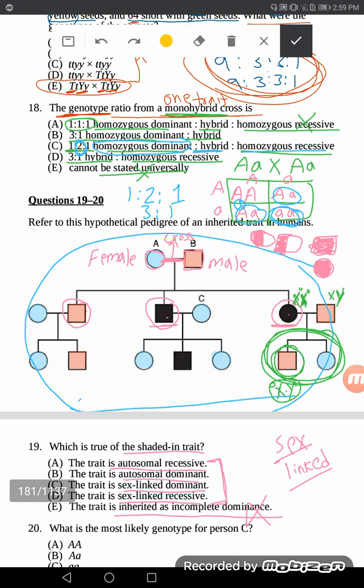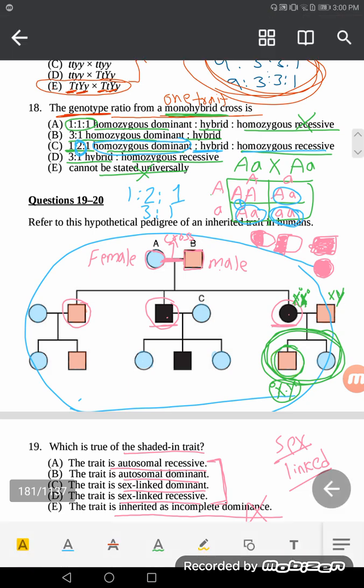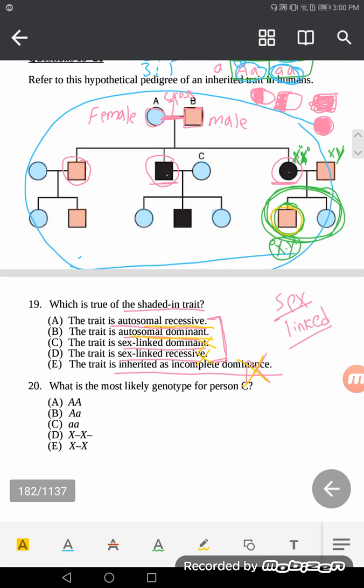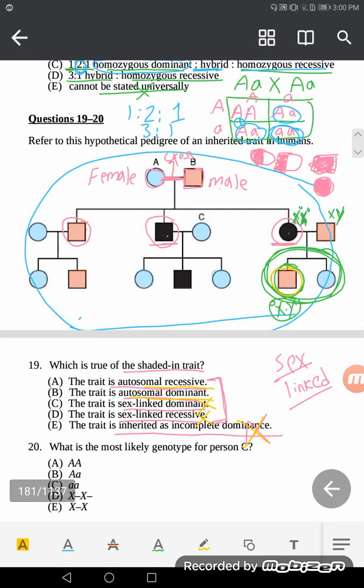Let me clear this part. So guys, as you can see, the male is normal, so the disease is not a sex linked trait. So we will eliminate these two possible answers here, the sex linked dominant and the sex linked recessive. So now we have the autosomal recessive and autosomal dominant. Now let us see, is the disease dominant or recessive?